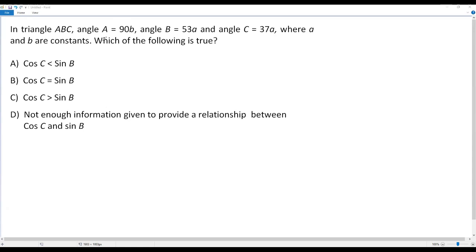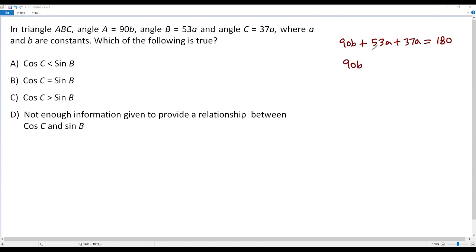Okay, here we have the three angles of the triangle ABC: 90b, 53a, and 37a. Since these are the angles of a triangle, they must add up to 180 degrees. That is 90b, the first angle, the second angle 53a, the third angle 37a. So the three angles of a triangle must add up to 180.